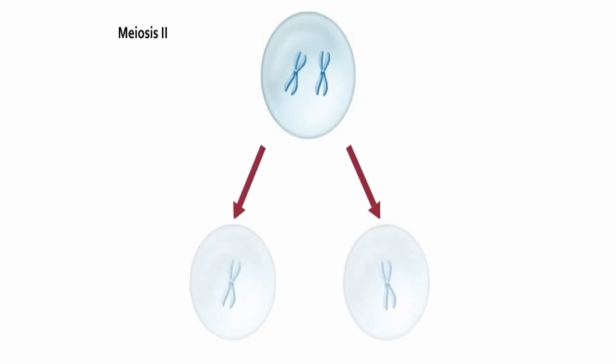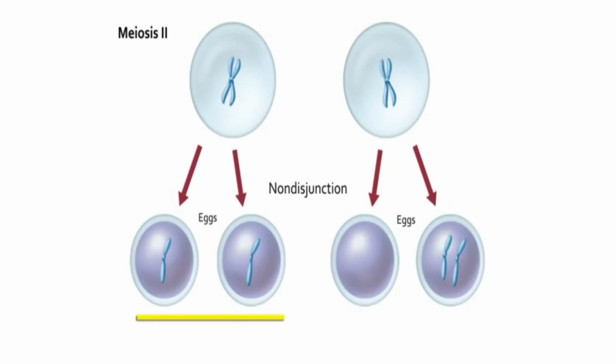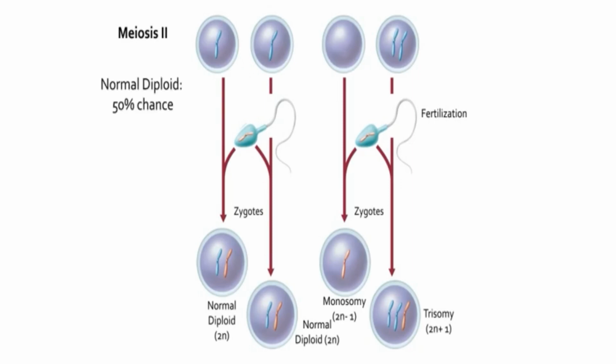In this scenario, either a trisomy or a monosomy results. Nondisjunction can also occur during meiosis 2. In this scenario, meiosis 1 occurs normally. When the daughter cells separate during meiosis 2, one daughter cell divides normally, but the other daughter cell divides abnormally. One egg lacks a chromosome while the other egg has an extra chromosome. When a haploid sperm cell fertilizes a haploid egg, a normal diploid results. If the sperm cell fertilizes the egg that lacks a chromosome, then monosomy results. If the sperm cell fertilizes the egg with an extra chromosome, then trisomy results. In this scenario, there is a 50% chance of a normal diploid, a 25% chance of a monosomy, and a 25% chance of a trisomy.